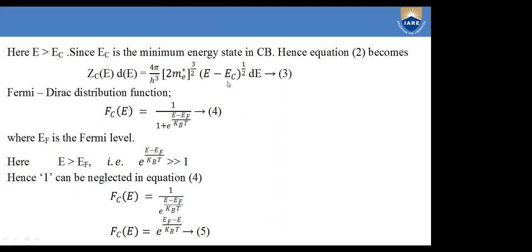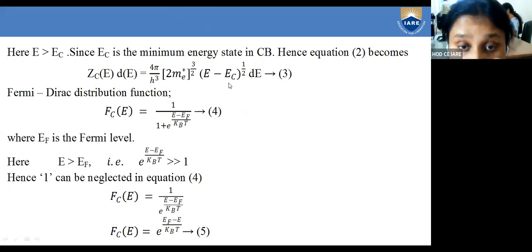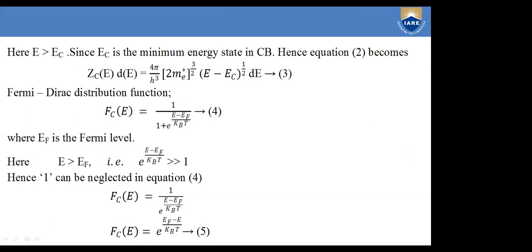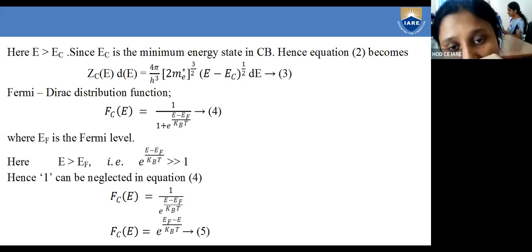Change in bottom energy level. EC is the bottommost energy level of the conduction band. And what was EV? The topmost energy level of the valence band.